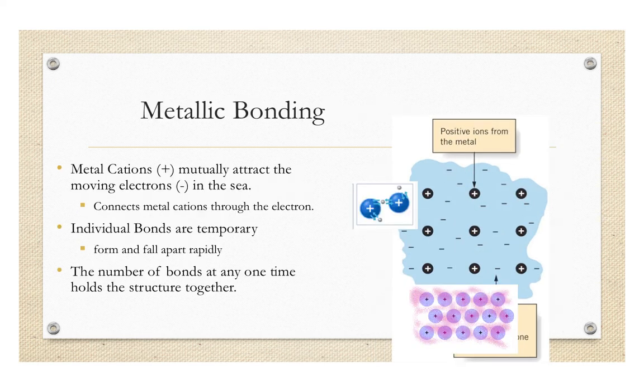Those metal cations mutually attract the sea of moving electrons. So, for example, this cation attracts that electron, so does this one. So they're both grabbing at it at the same time. This connects the metal cations through the electron. However, those bonds are temporary. They form and fall apart rapidly as the electrons keep moving through the sea. However, the bonds at any one time in the structure hold the whole thing together.